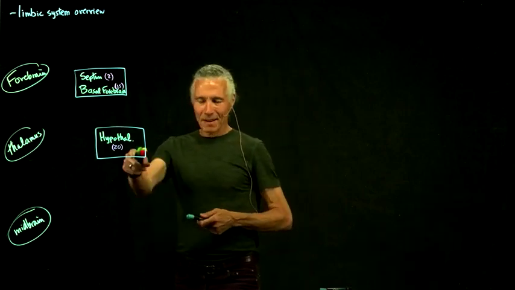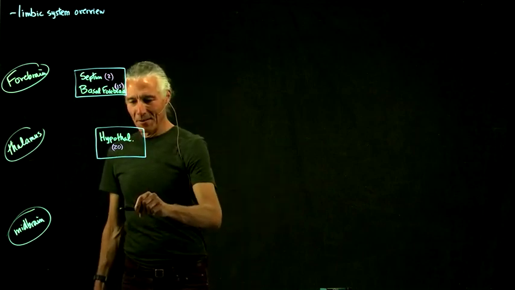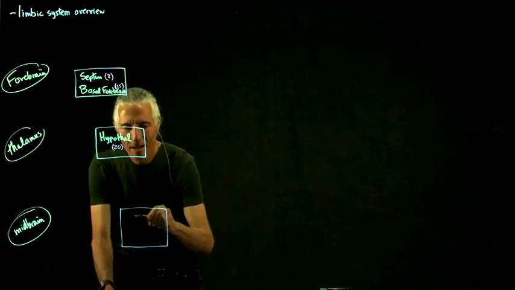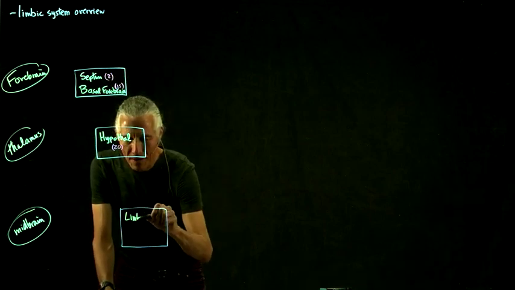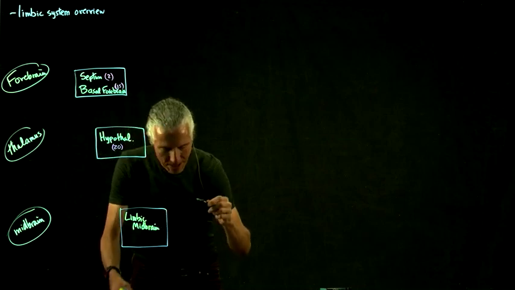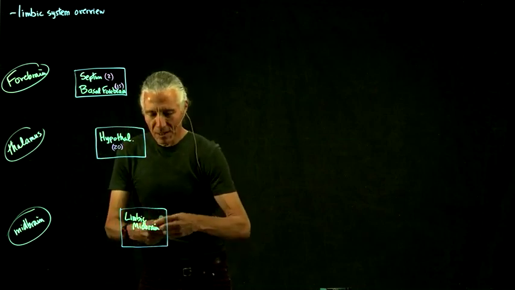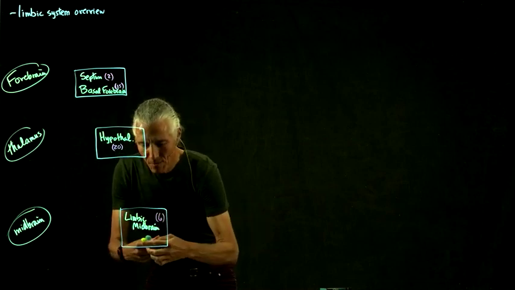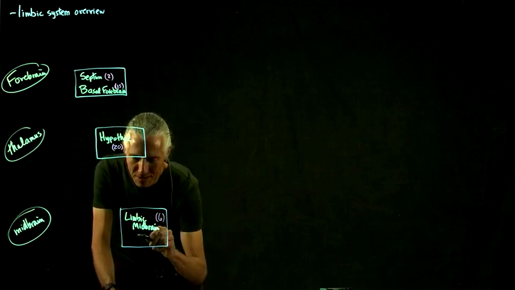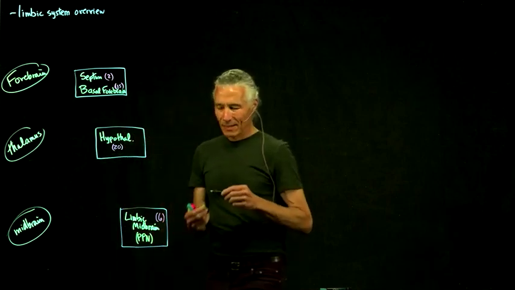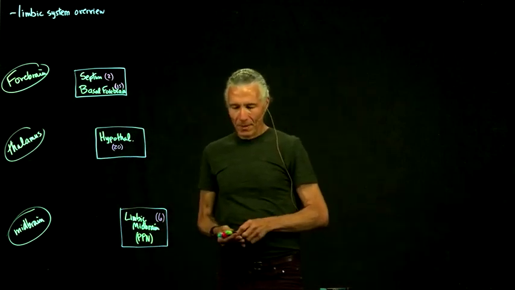So that's the hypothalamus. And then there's a group of structures down here we'll just call the limbic midbrain. We'll say there's 6 structures in the limbic midbrain, but we'll talk about one in particular, the pedunculopontine nucleus, PPN, because that's a big important one.